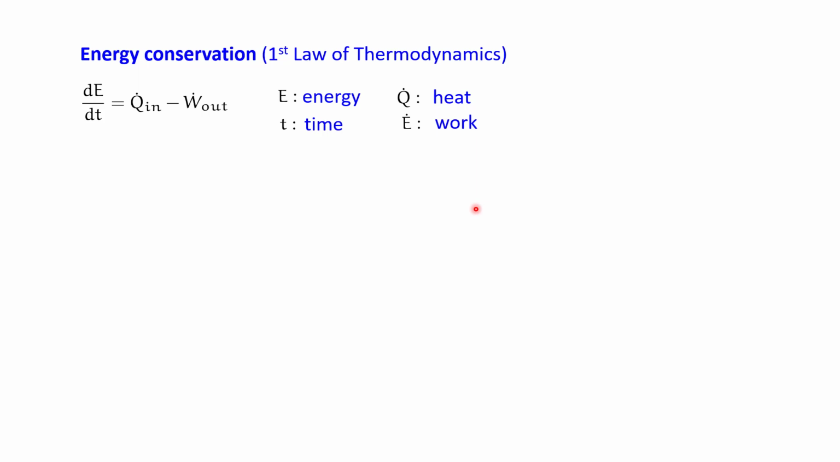The first law of thermodynamics, as you know, is the law of energy conservation. It tells us that in a closed system, the rate of change of energy E is given by the rate of heat input minus the rate of work output.